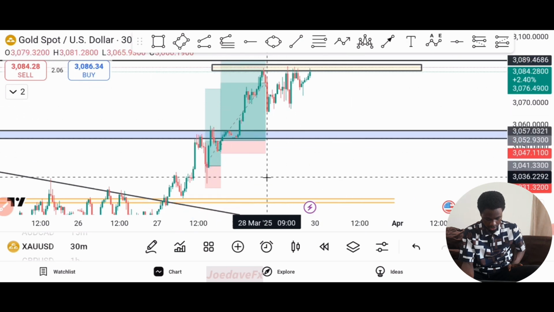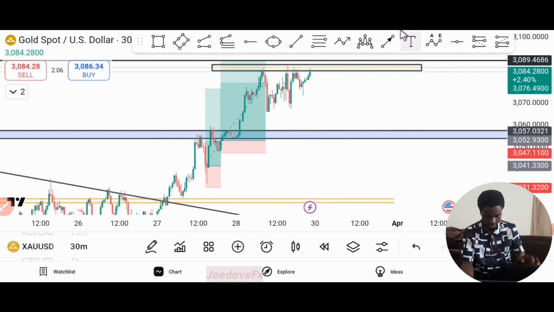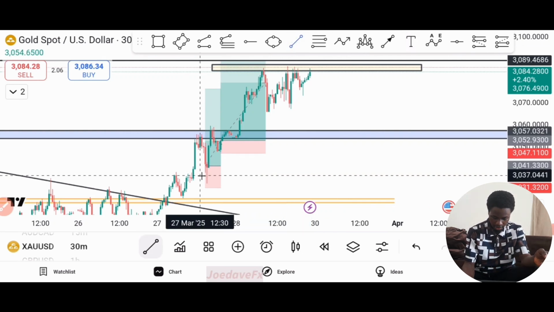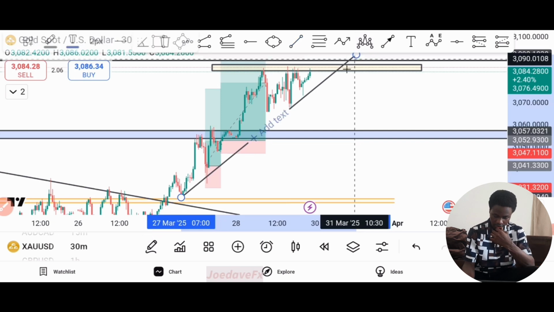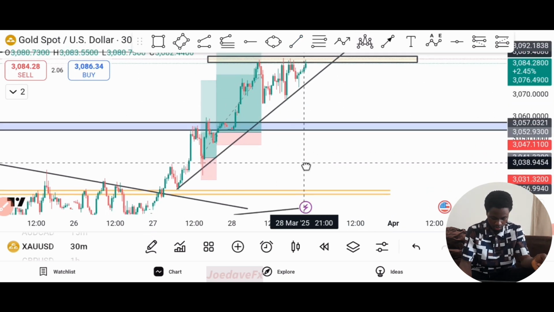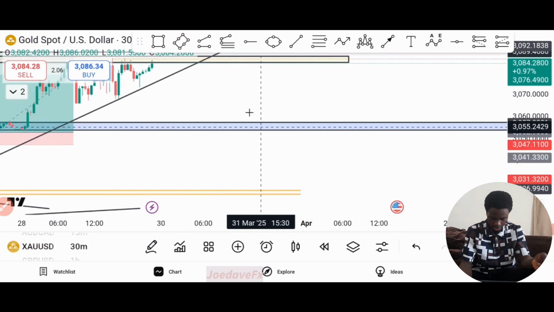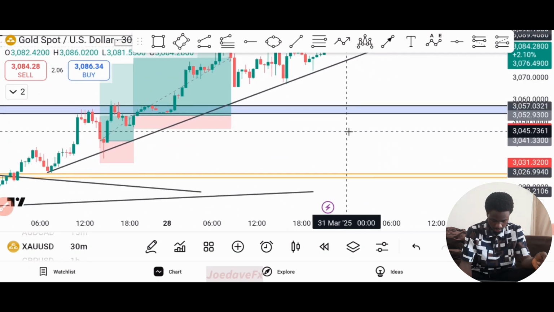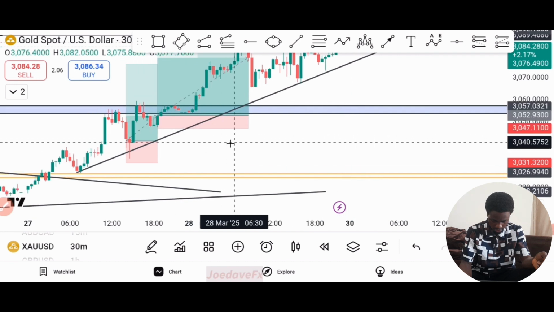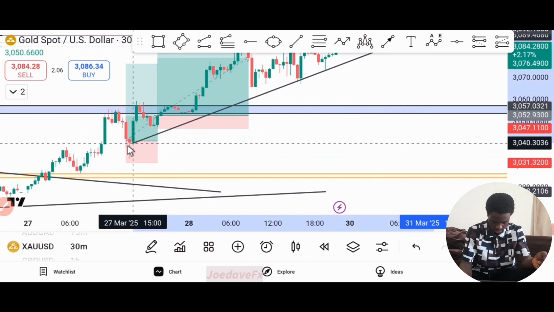So what you want to wait for on this one, if gold is not able to break it, is you want this counter trend line to be taken out. Yes, you want this counter trend line to be taken out. You can see I mapped this out on the lower time frame. So once this counter trend line is taken out, let me just use this guy here.